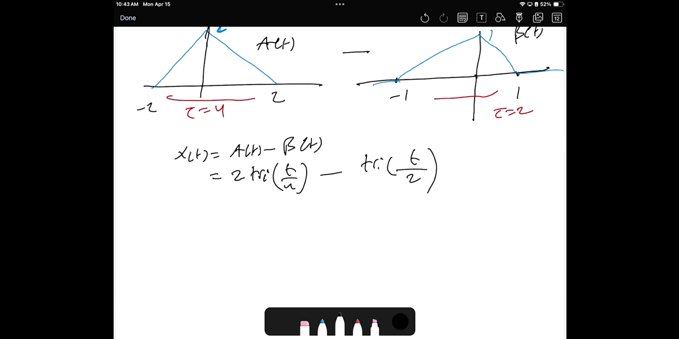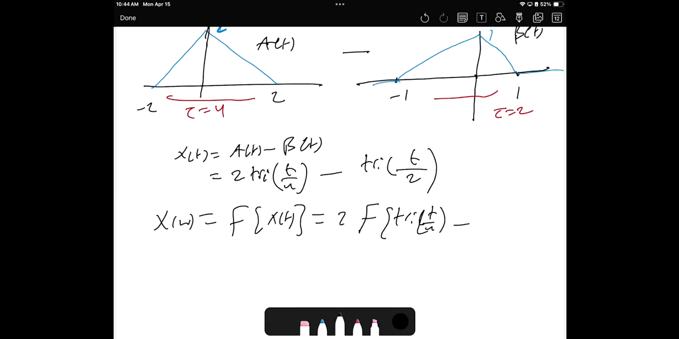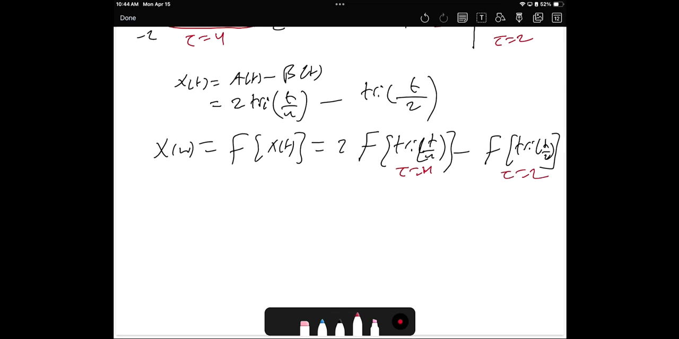Then how to find x of omega? X of omega equals the Fourier transform of x of t, which will make it 2, the Fourier transform of tri of t over 4, minus Fourier transform of tri t over 2. Keep in mind, here's tau equal 4, here's tau equal 2. So in the previous example, they were the same tau. Now each one is its own tau. So let's substitute them.